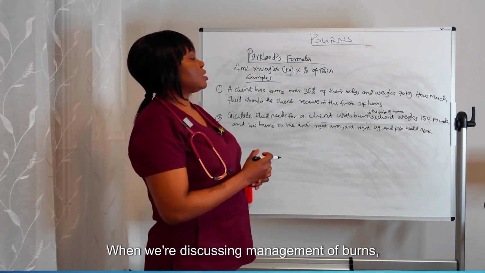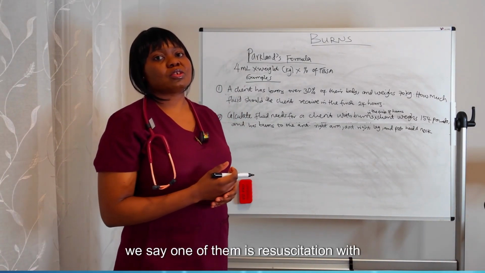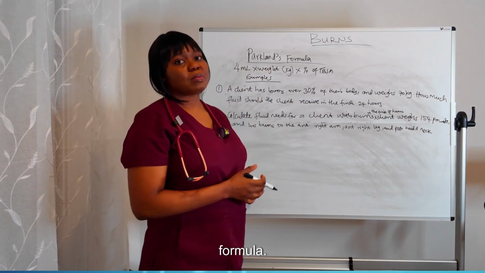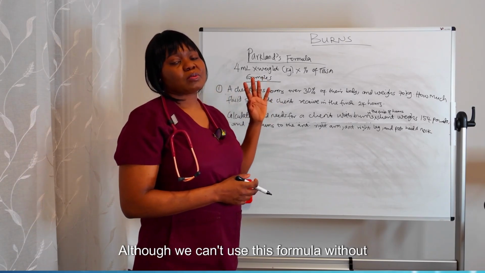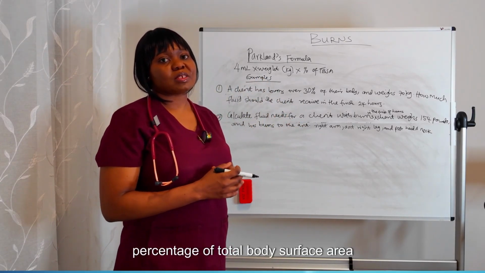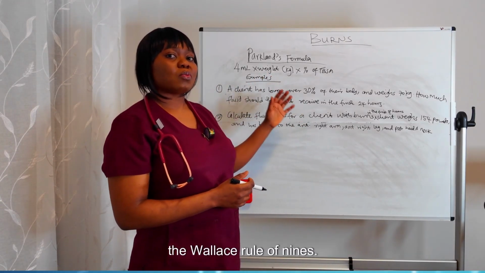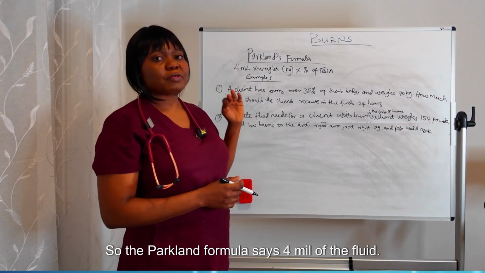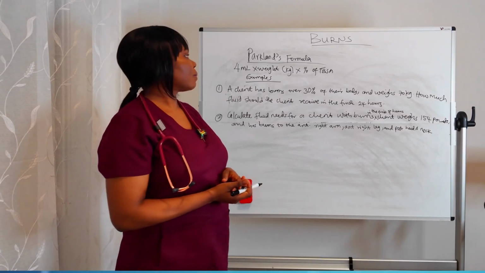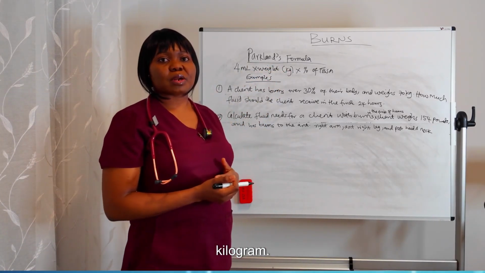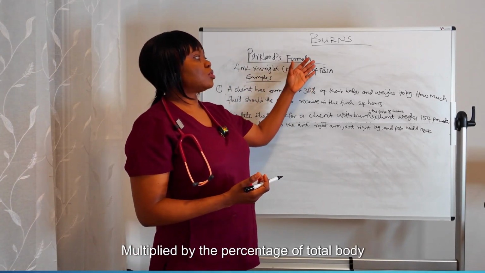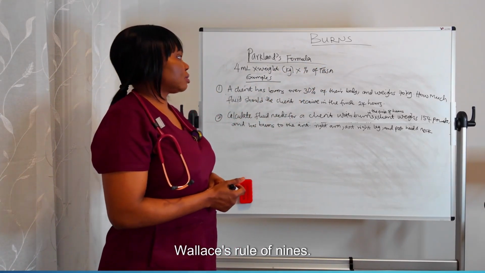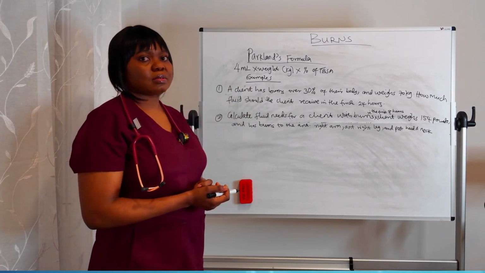When we're discussing management of burns, we said one of them is resuscitation with fluids because they will lose fluids. So the formula we use is the Parkland formula. Although we can't use this formula without knowing the percentage of total body surface area affected, which we have done using the Wallace rule of 9s. So the Parkland formula says 4 ml of the fluid, most times we use Ringer's lactate, multiplied by the patient weight in kilograms, multiplied by the percentage of total body surface area, which is what we have calculated using Wallace rule of 9s. Let's see examples.